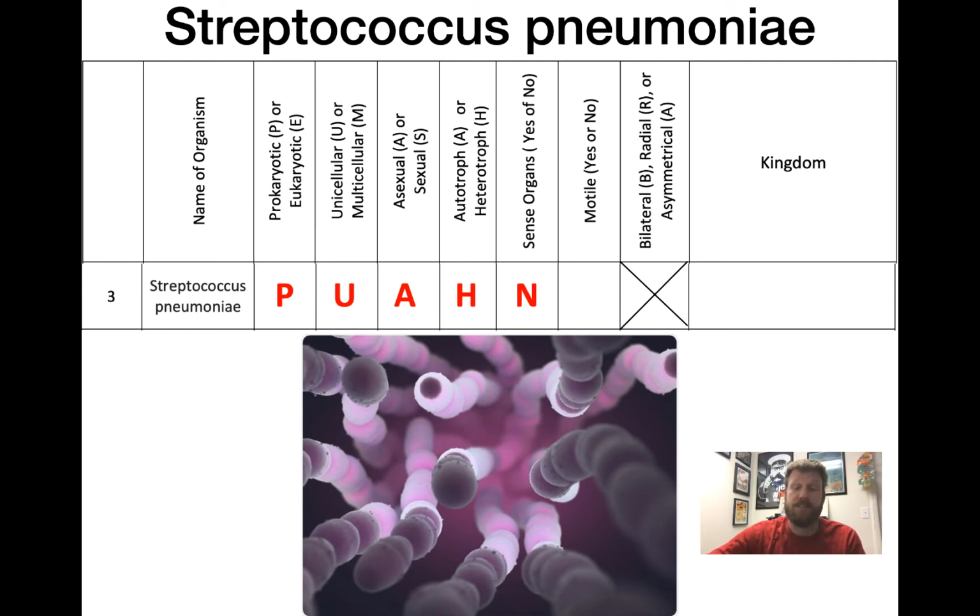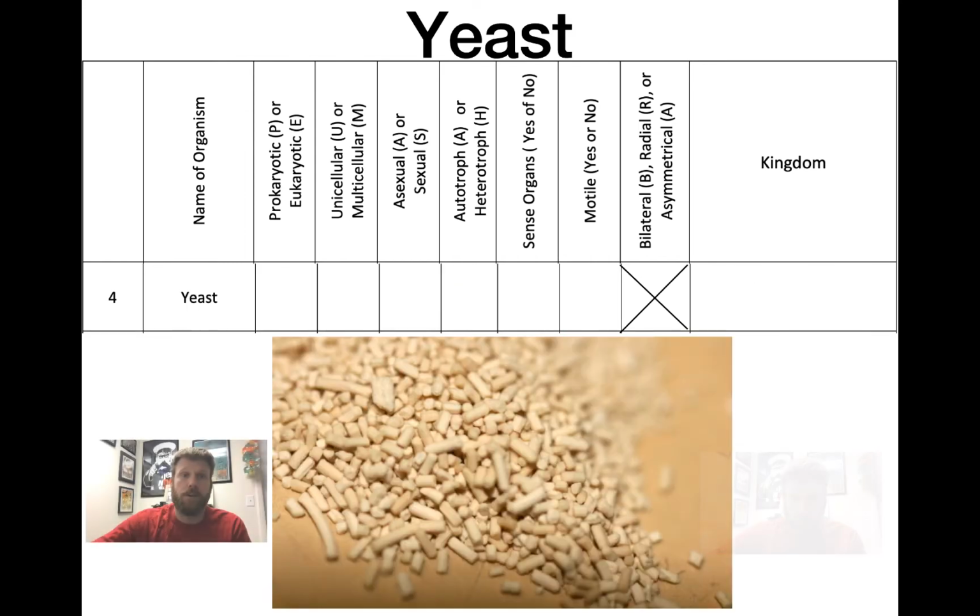They do not have sense organs. There's no nervous system in a bacteria. Most of them cannot move around. If you research it a little bit, you'll see that some bacteria can move around, but we'll say no here. And I'm not going to worry about the symmetry of these bacteria cells, but these would fit into the kingdom of eubacteria.